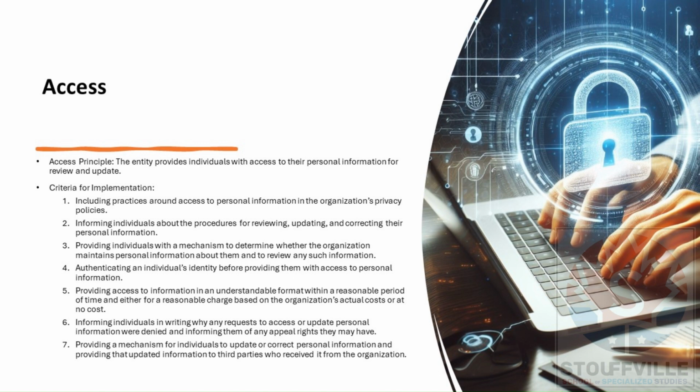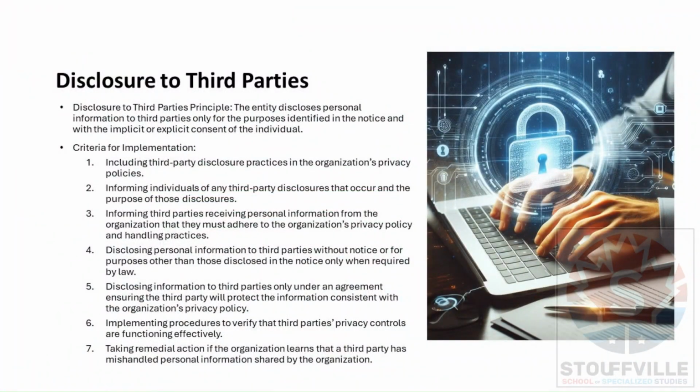Providing access to information in an understandable format within a reasonable period, either at a reasonable charge or free of cost. Informing individuals in writing about reasons for denying access or update requests, along with any appeal rights. Offering a mechanism for individuals to update or correct personal information, and ensuring such updates are shared with relevant third parties. Disclosure to third parties.